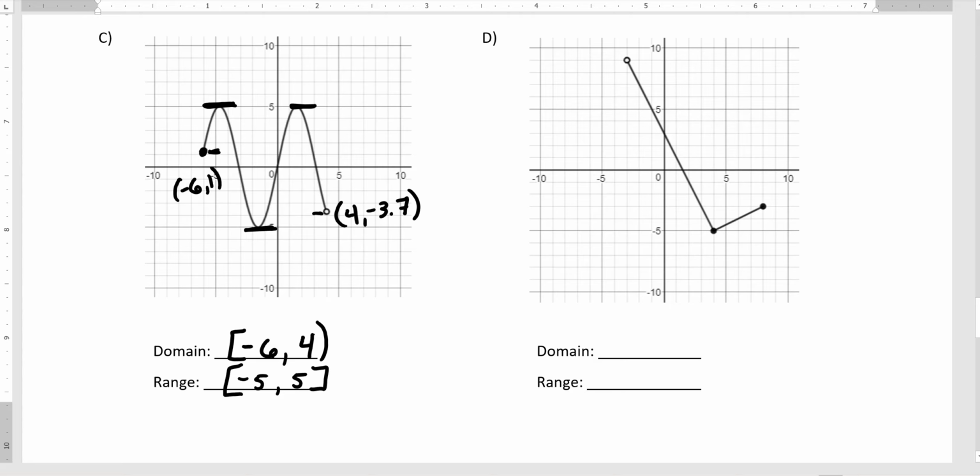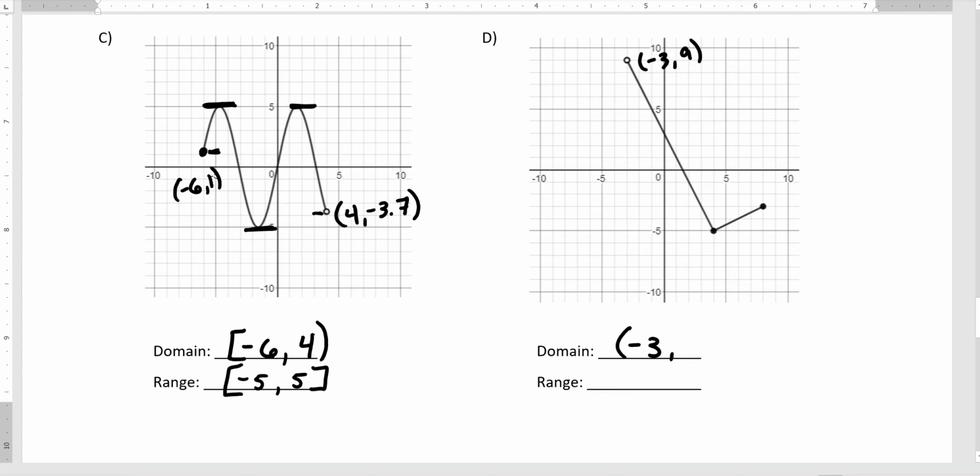Very good. Let's do one more together. Let's do letter D here. Domain, left to right. So the furthest left it goes is this point here, which is -3, 9. We have an open circle, so that'll be soft bracket -3.